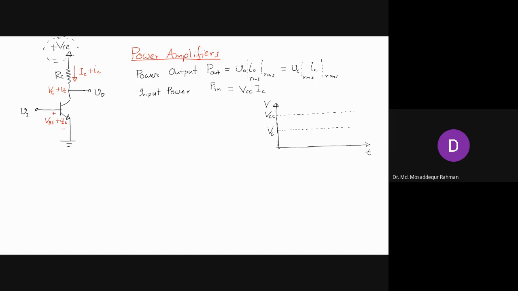Now at the collector, you have the small vc that is superimposed on this DC collector voltage. When you add these two, the signal collector voltage will ride on the DC bias voltage. It will look like this. So this part is our small signal collector voltage.